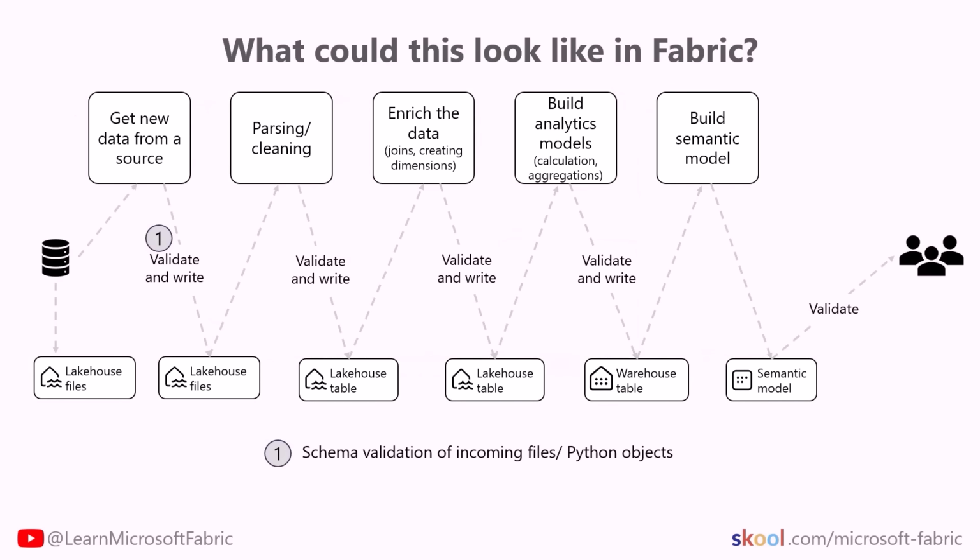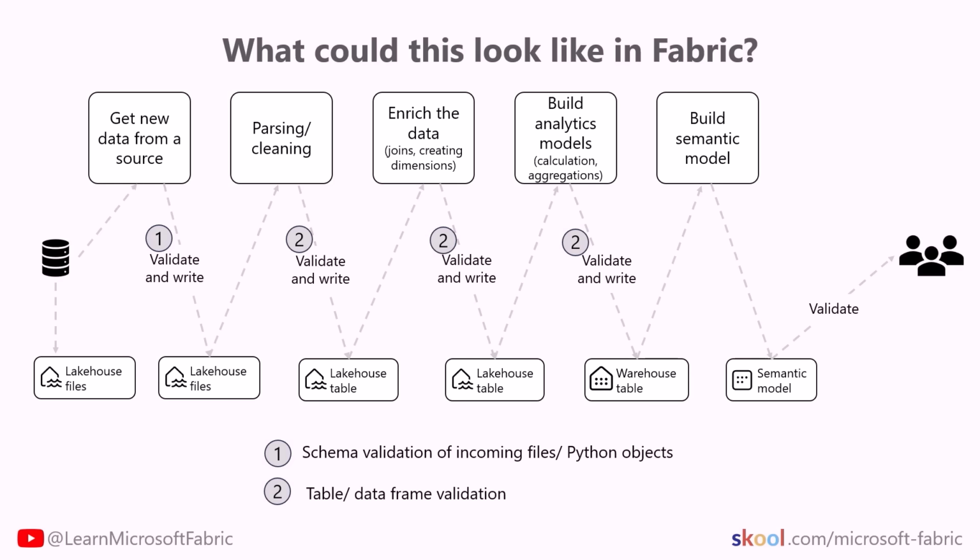So to enable this, really there's 3 different types of validation that we need to perform, and each of them are a little bit different. The first one is schema validation, and this is validation of incoming files. So you could be getting JSON files from the REST API, it could be CSV files or Parquet files, anything like that, or data from an external database that you've written into your lakehouse files area as a file.